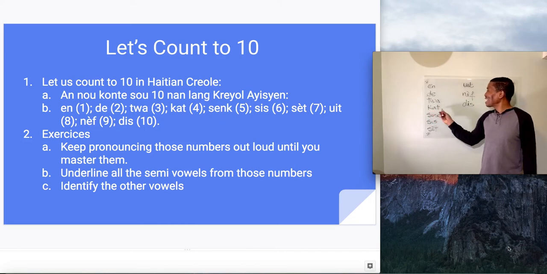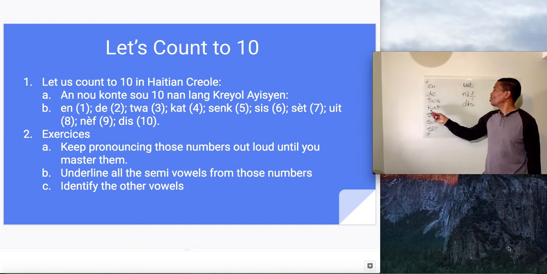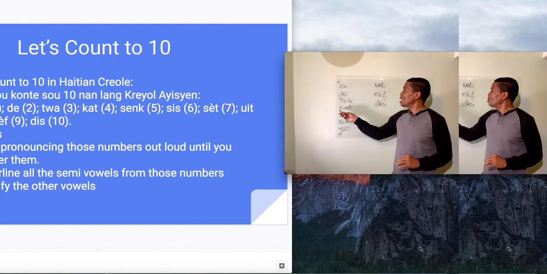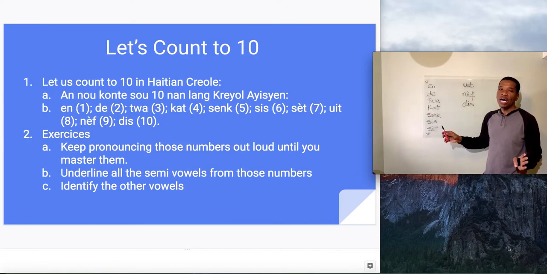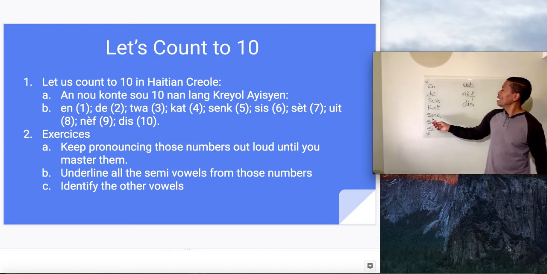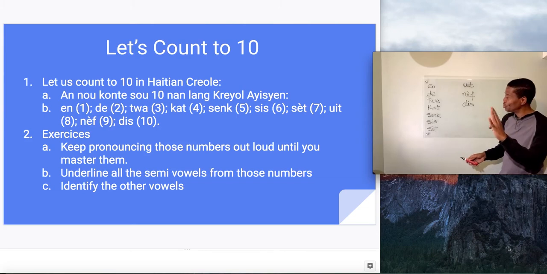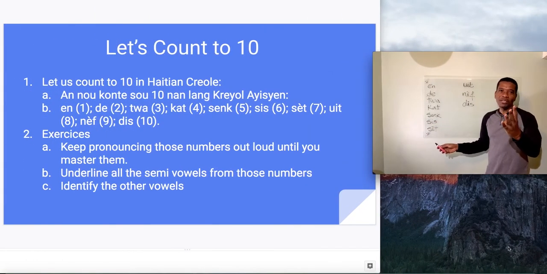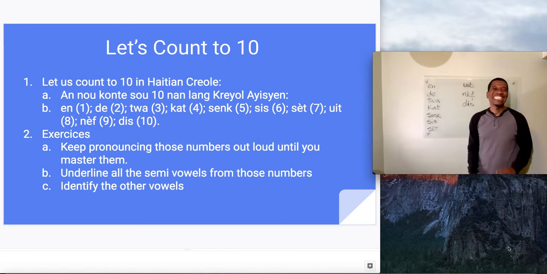Now we have cat. How many sounds in cat? We have three sounds. We hear three separate things. We hear a consonant, a vowel, and another consonant. K, a, t, cat. Now we have quatre. How many sounds do we have in it? We have three. We would call that syllables, right, in English? We have k, a, t.